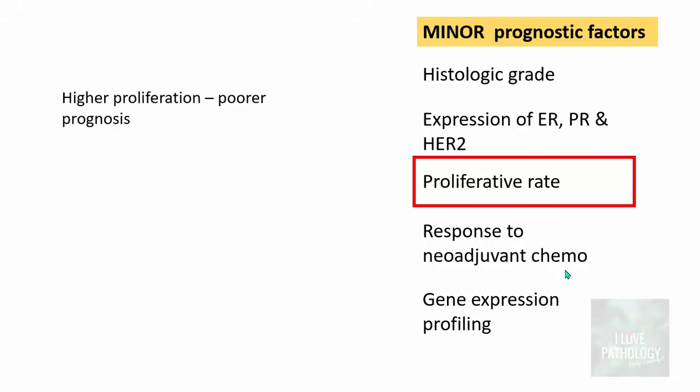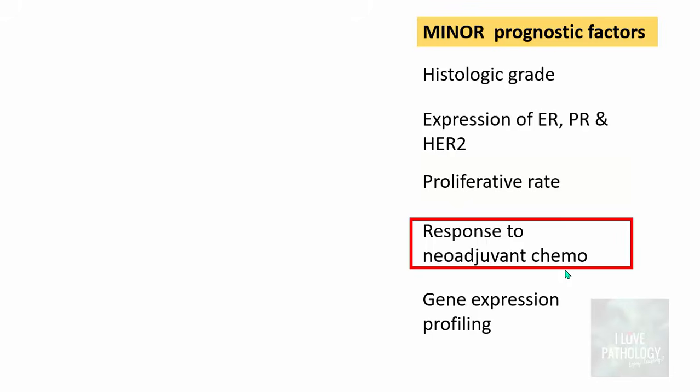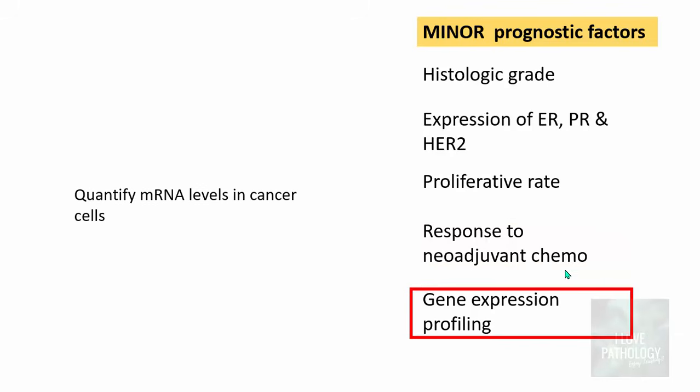Proliferative rate. Higher the proliferation, poorer the prognosis. Response to neoadjuvant chemotherapy. Before surgery, they are subjected to neoadjuvant chemotherapy. If the tumor is responsive, then it has a better prognosis. That's all. Now, moving on to the last one, which is gene expression profiling.